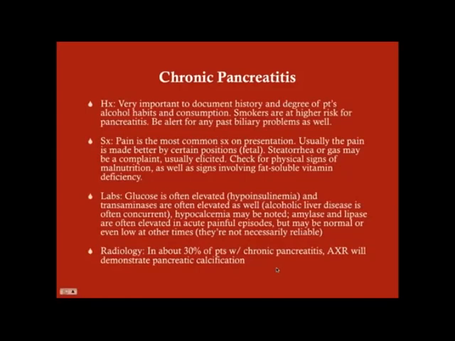All right, history. Very important to document the history and degree of the patient's alcohol habits, since that's behind most cases. Not just their habits, but how much they're consuming. You say, how much do you drink? Oh, 5 days a week. Well, how much are you drinking each night? A six-pack. Well, a six-pack of what? Is it strong beer or is it 3.2 beer?